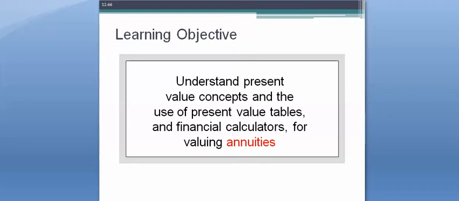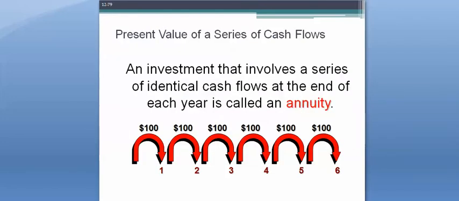The purpose of this learning objective is to understand present value concepts and the use of present value tables and financial calculators for valuing annuities. Rather than considering the present value or future values of a lump sum, now we will concern ourselves with the present value or future value of a series of cash flows.